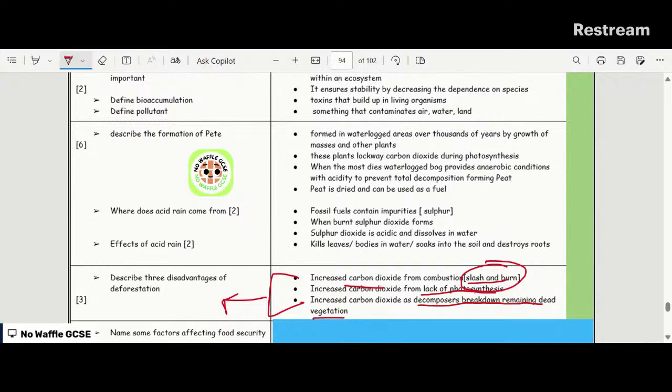Well done, Chidima, and well done everybody else for answering these questions. Yeah, you can talk about soil erosion as well. Yep, that's a good point to make.